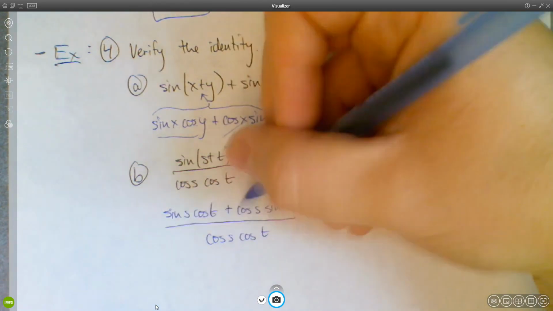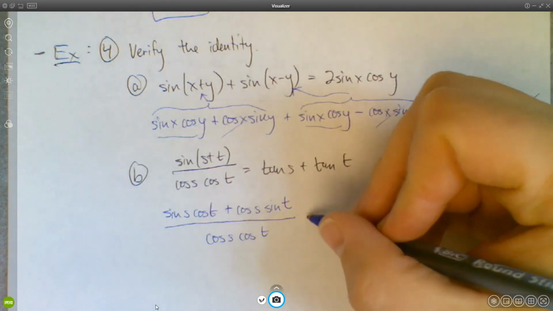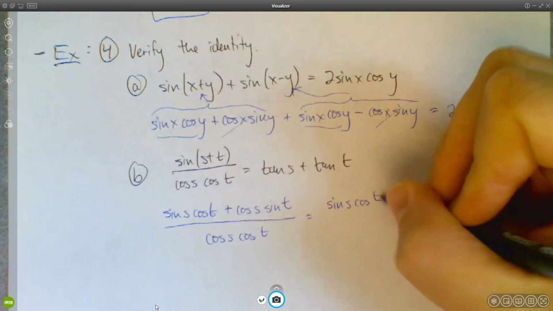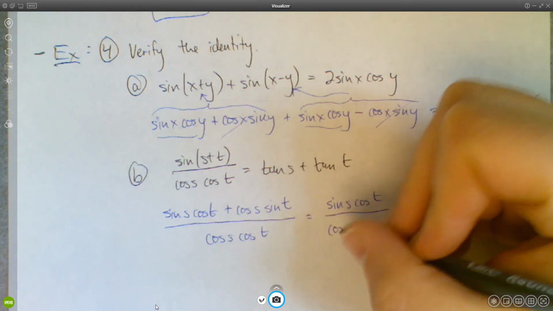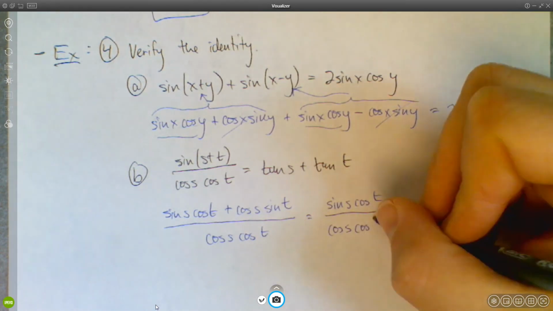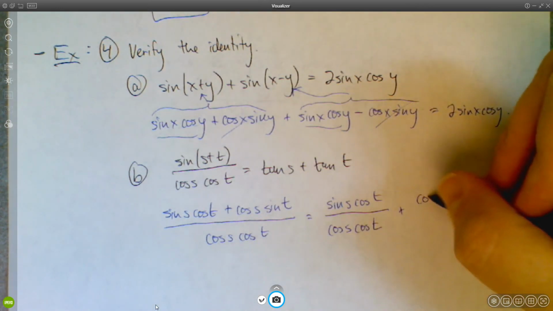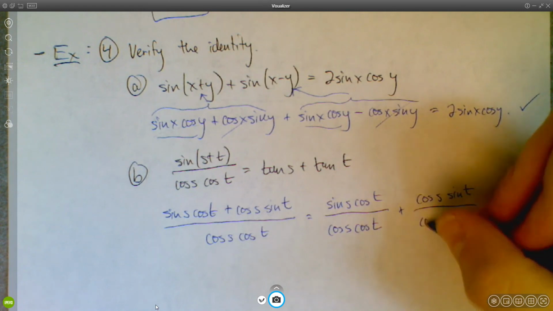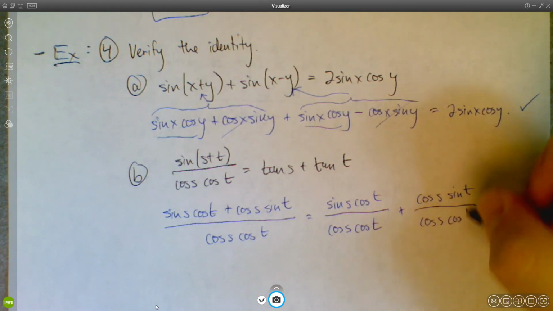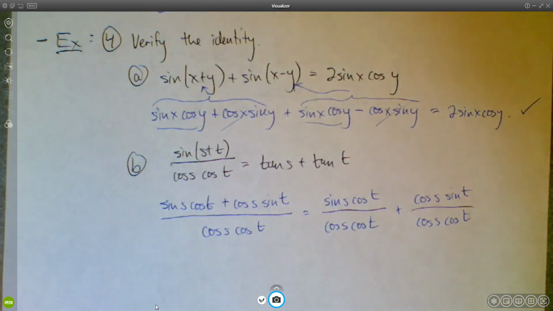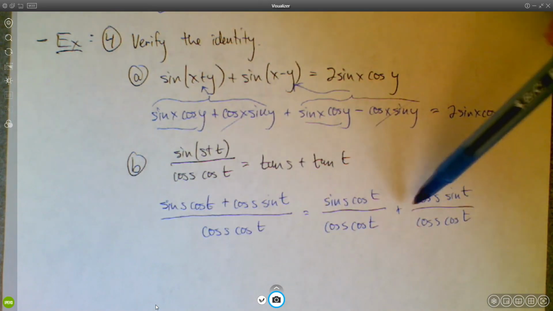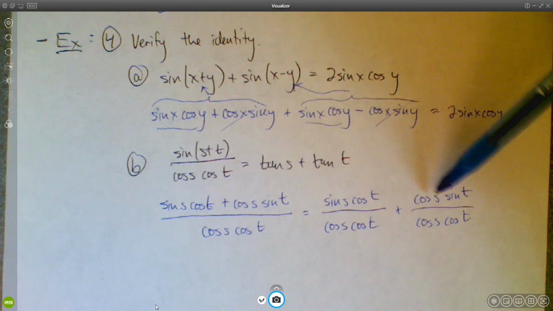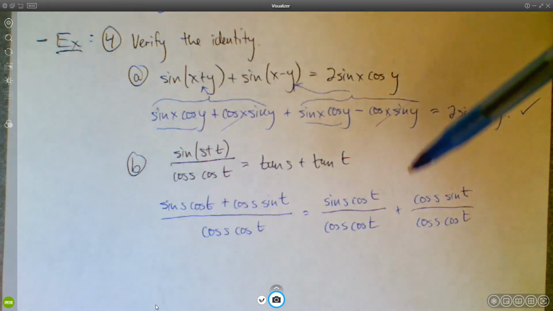Well, we can split the sum. When the sum is in the numerator, you can split it like this. Sine s cosine t over cosine s cosine t plus cosine s sine t over cosine s cosine t. Right? That's perfectly valid, because if you were to go backwards and add these things, they already have a common denominator, so you just add the numerators and you end up right back here.